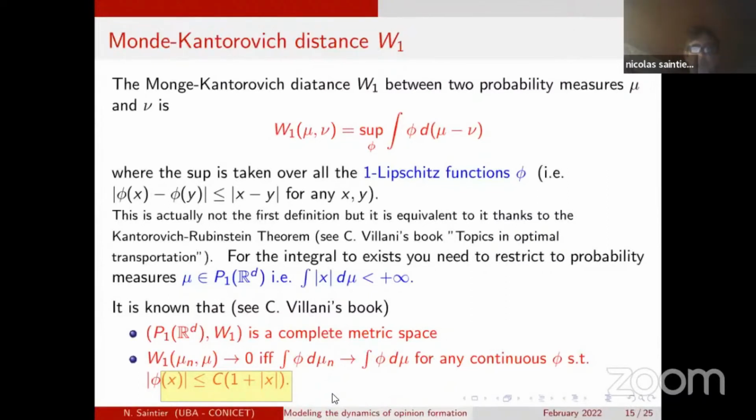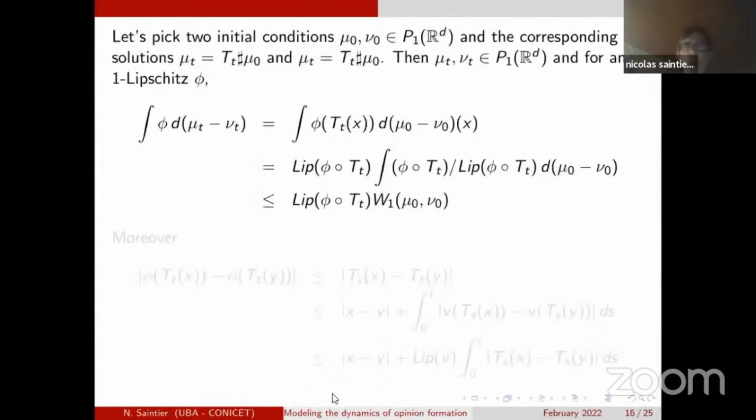But this distance is usually very easy and friendly to work with. So it's pretty neat. In comparison, the classical theory in optimal transport deals with another distance, which is W2, which is maybe more sweet. But here for us, W1 is very good.